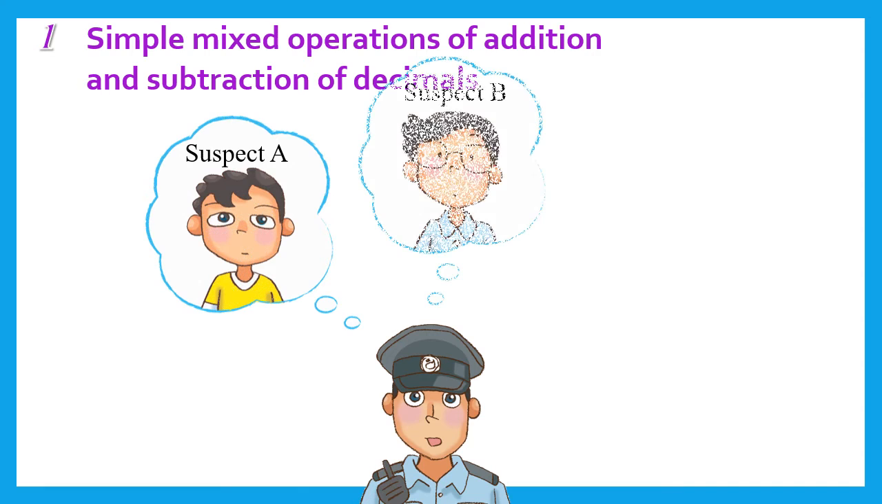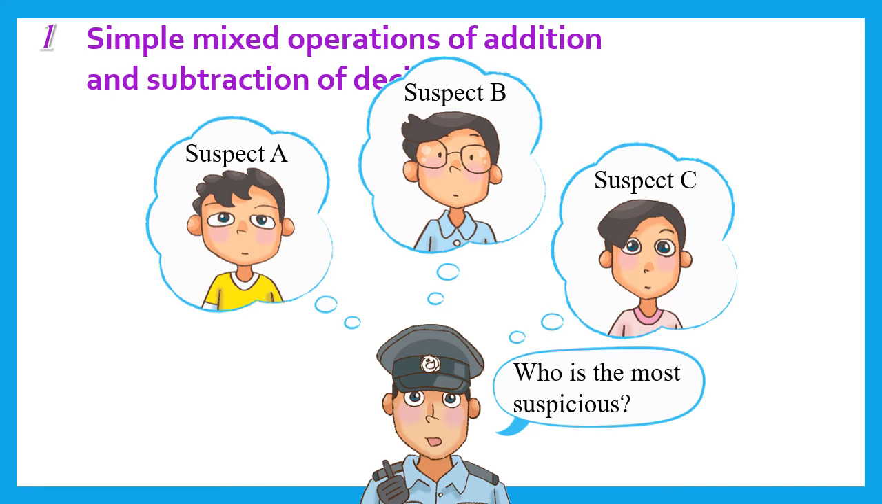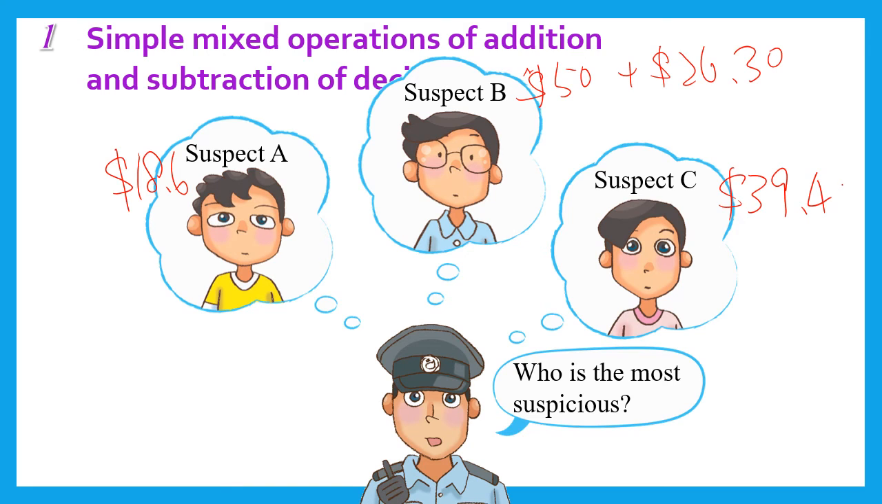Alright, after you find out the answer, who is the most suspicious one? You know that for A, he has $18.60, and for B, he has a $50 note plus some coins. The sum of the coins should be $26.30. And for C, he has $39.40 altogether.